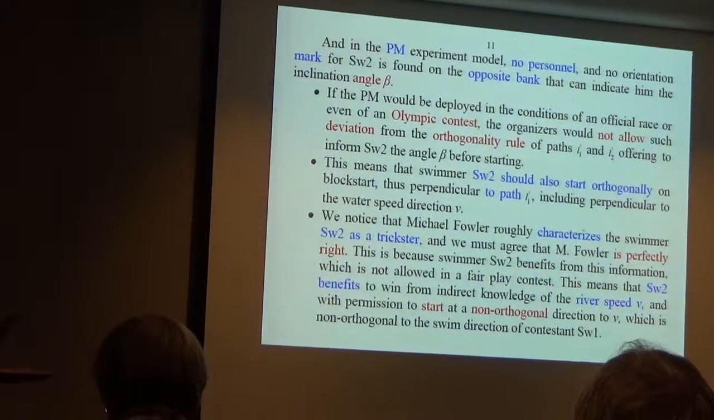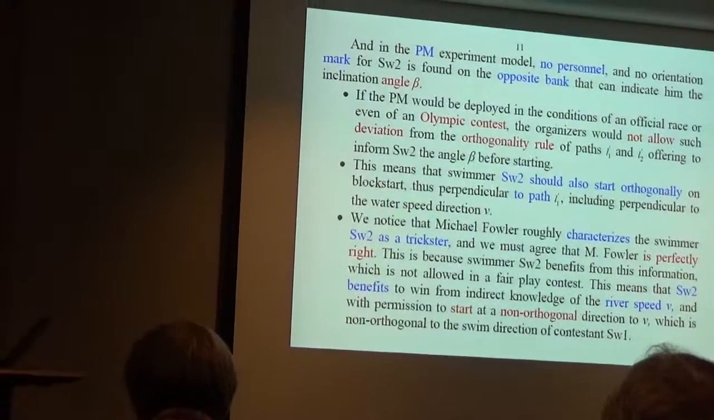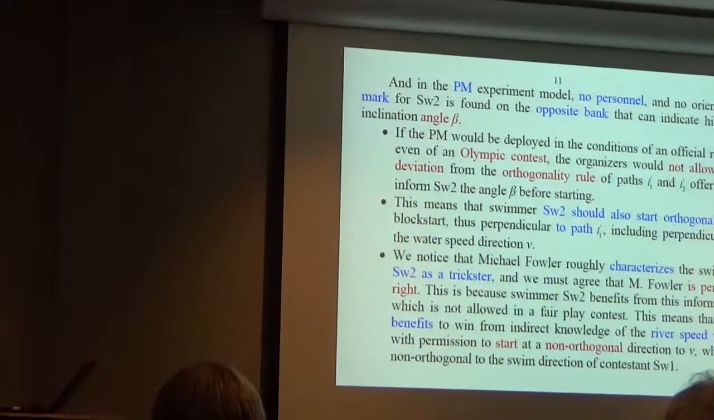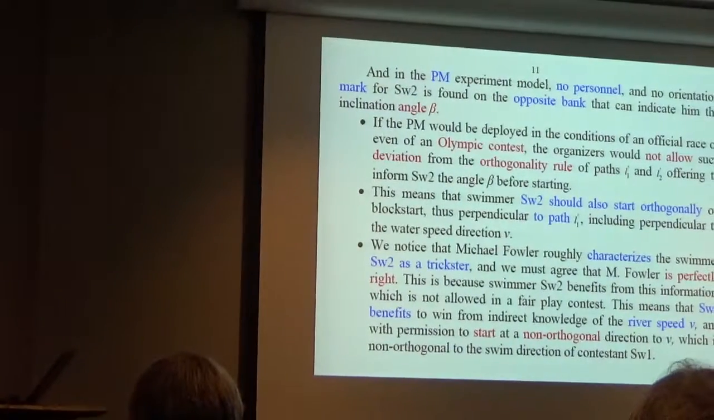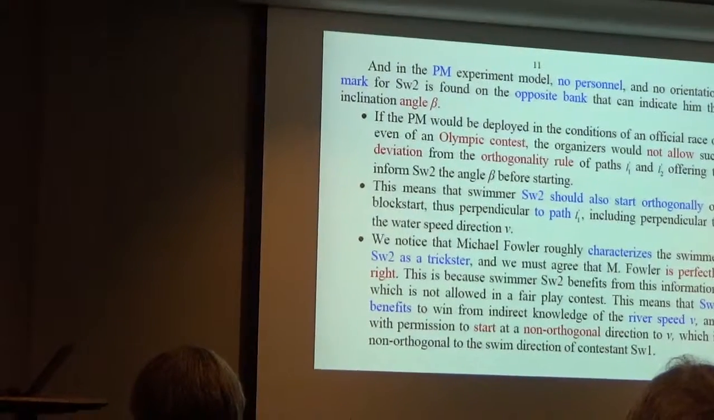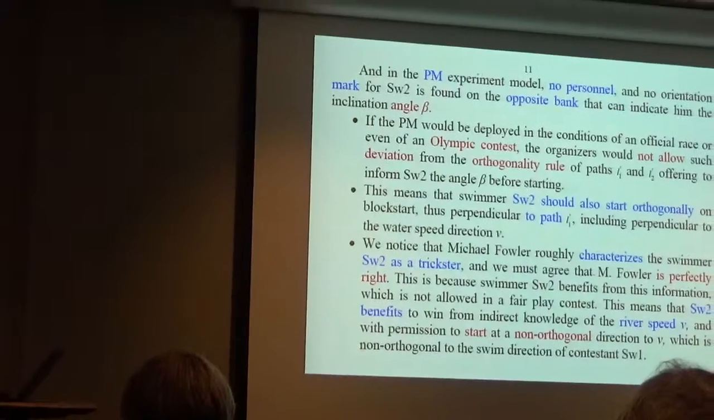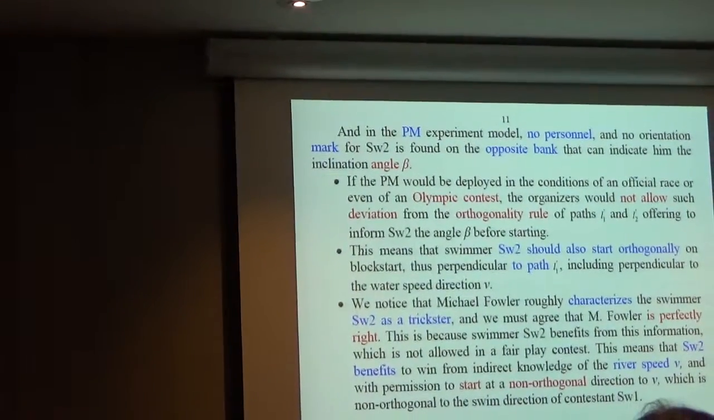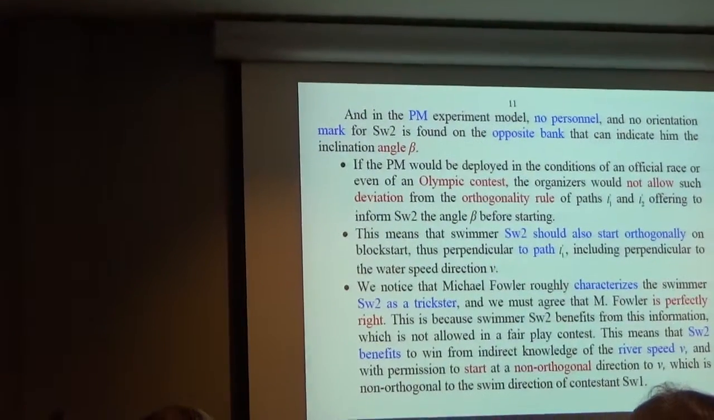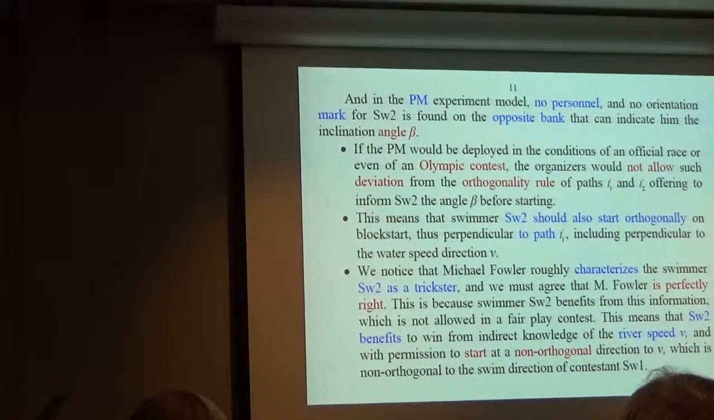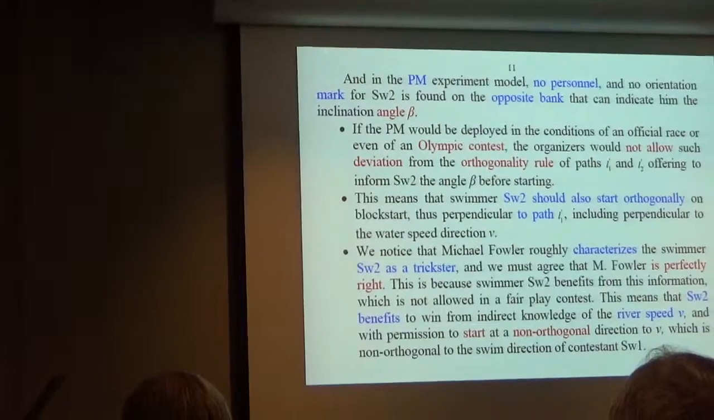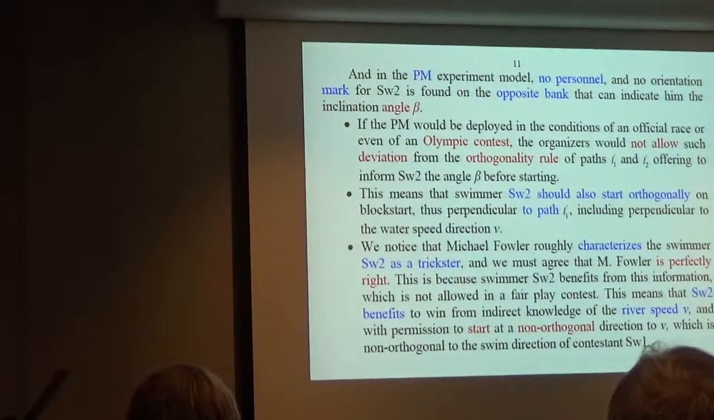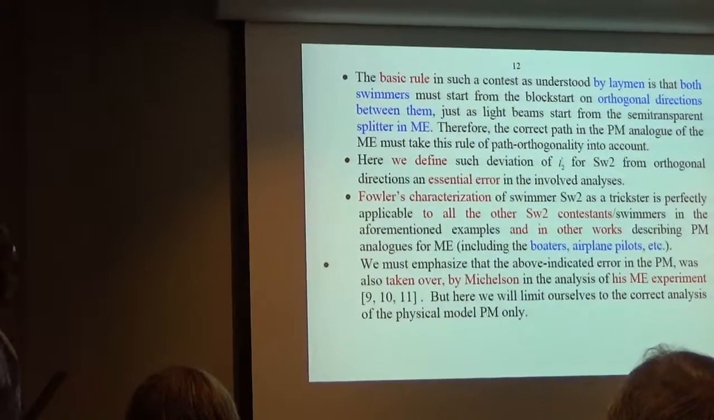On the notice of Michael Fowles wrongly characterizing swimmer 2 as a trickster, we must agree with Fowles. This is because swimmer 2 benefits from information which is not allowed in a fair play contest. And also, this is not possible in the Michelson experiment.